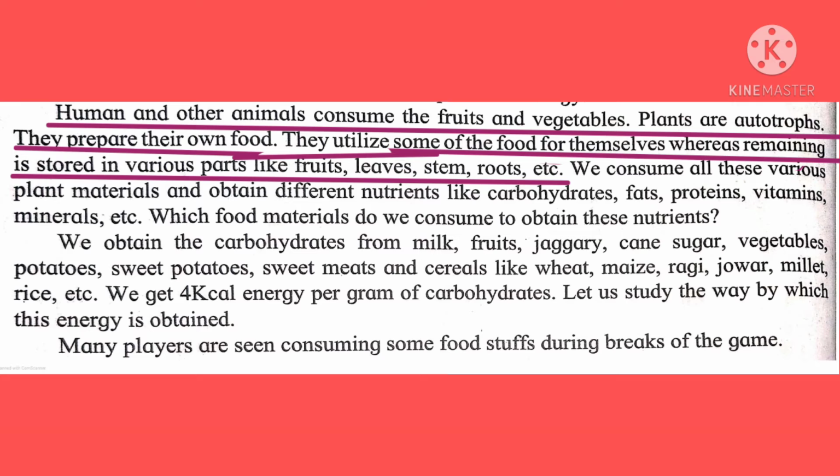But the plants are autotrophic in nature. They can prepare their own food material. We know that with the help of the photosynthesis process, they can make their own food material with the help of carbon dioxide, water and sunlight. The food material, that means glucose, which is produced by the plants, they utilize some for themselves, and the remaining is stored in different body parts such as fruits, leaves, stem, roots, etc.